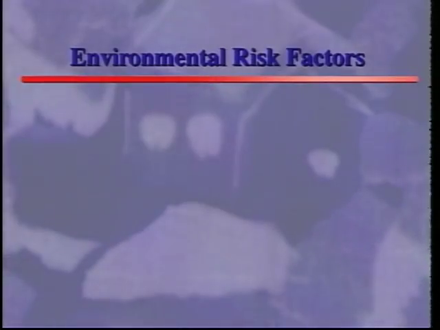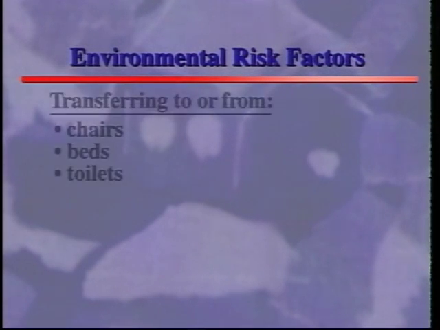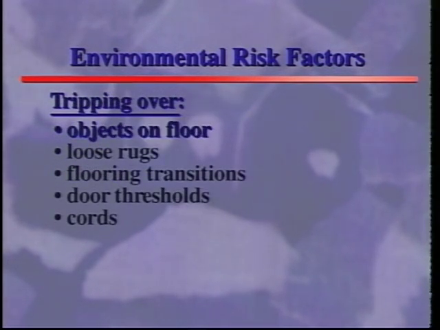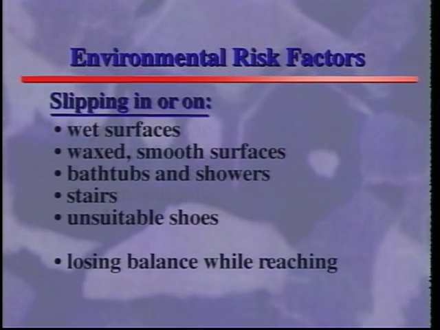Injuries to cane, walk aid, and wheelchair users most often occur when transferring to or from chairs, beds, and toilets, tripping over objects on the floor, loose rugs, flooring transitions, door thresholds, cords, slipping in or on wet surfaces, waxed smooth surfaces, bathtubs and showers, stairs, unsuitable shoes, and losing one's balance while reaching for something.